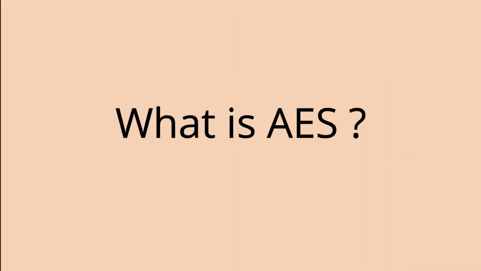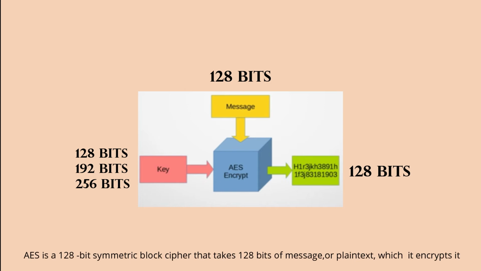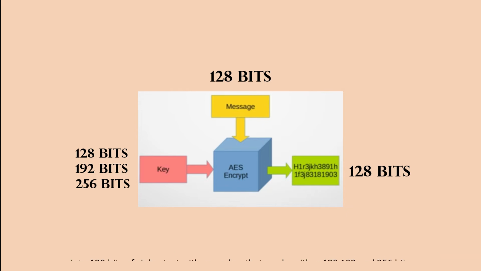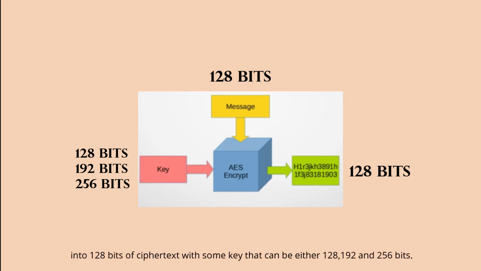What is AES? AES is a 128-bit symmetric block cipher that takes 128 bits of message or plaintext, which it encrypts into 128 bits of ciphertext with some key that can be either 128, 192, and 256 bits.